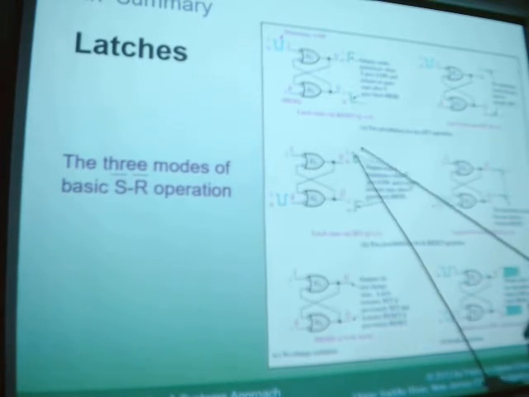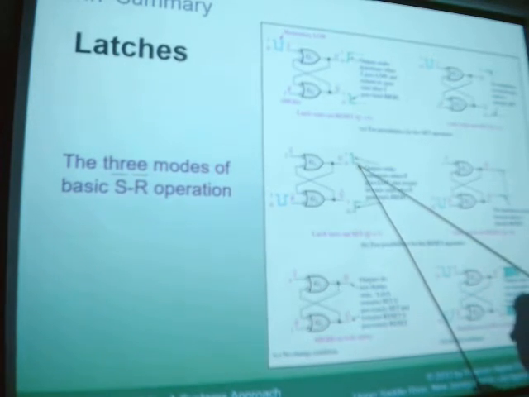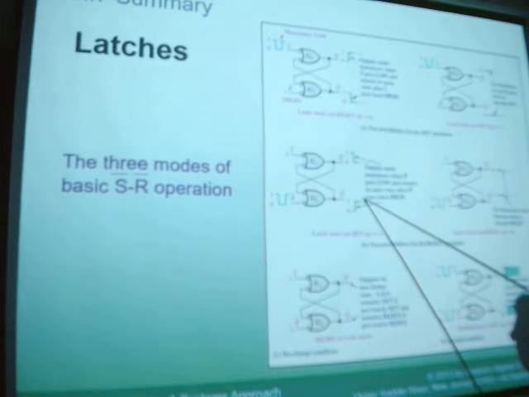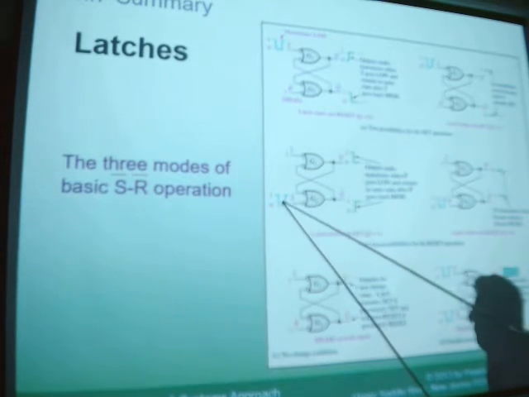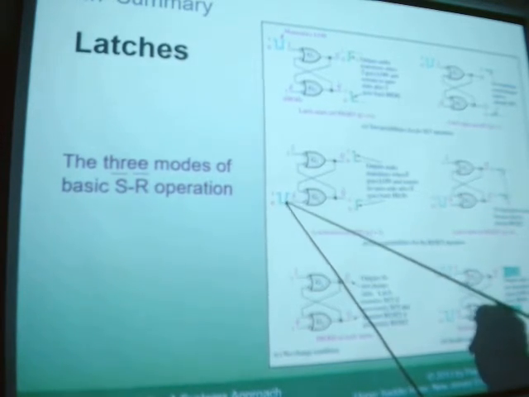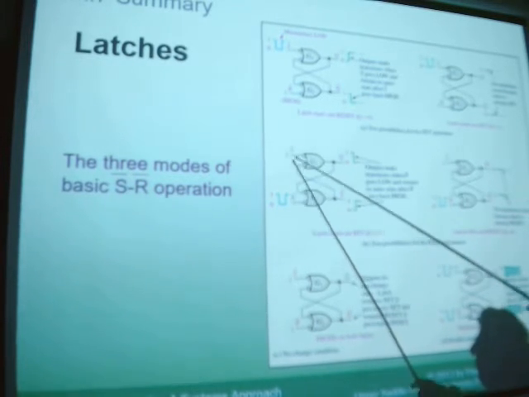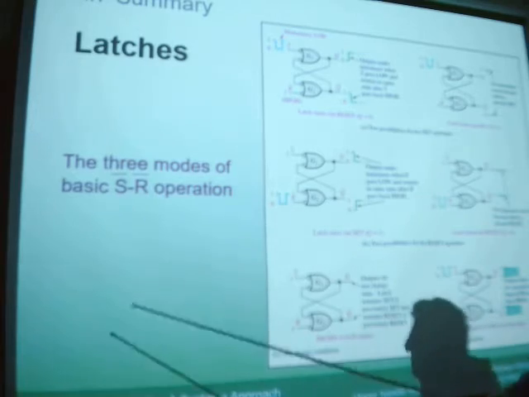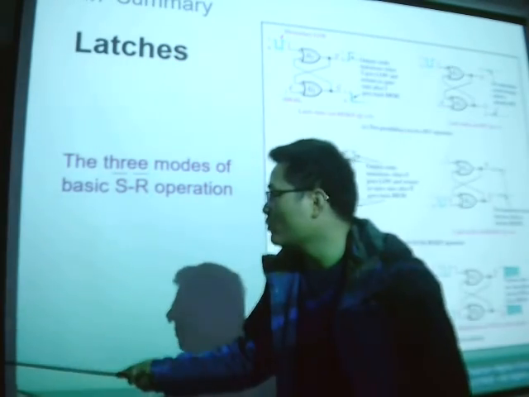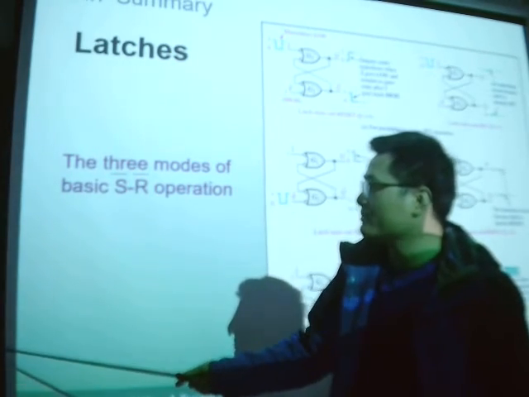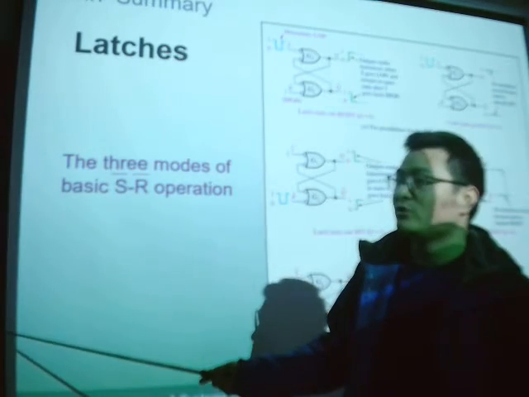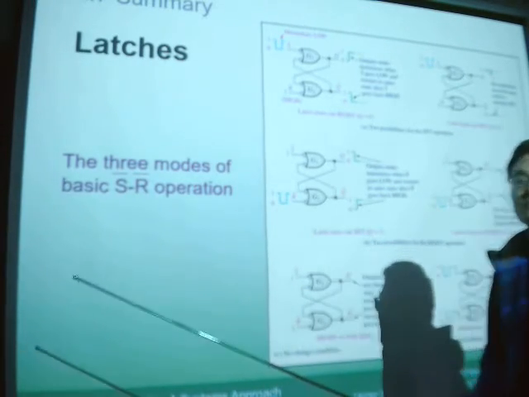Because Q equals 0, Q bar equals 1. If R bar goes from 0 to 1, then the combination is 1, 1. We know that Q remains Q, and Q bar remains Q bar. Right?